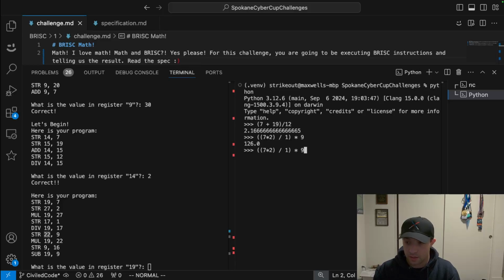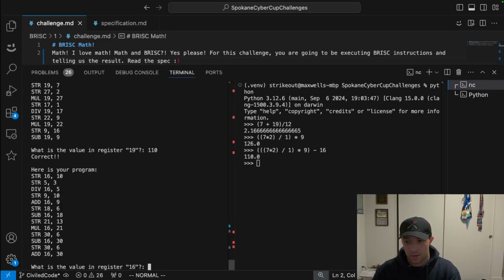And then the final part to it is we're putting 16 into memory address 9. And then we're going to subtract 19. So 19 was the result of the previous operation. So then it's just doing minus 16. So we end up with 110. Cool. All right, so that's that.